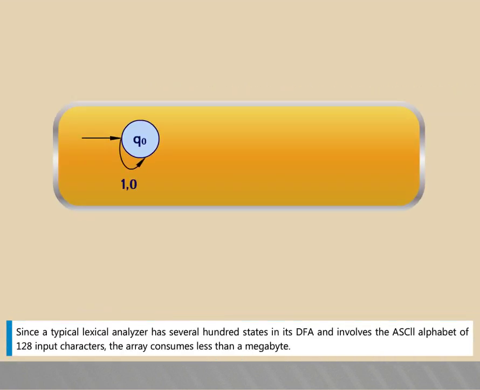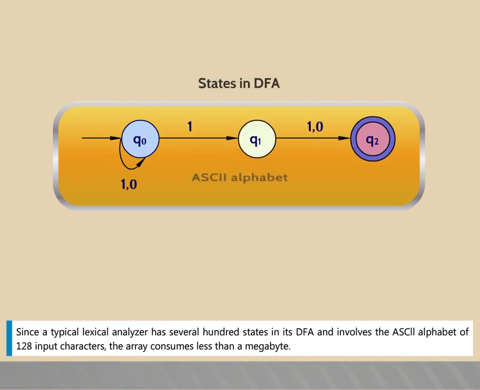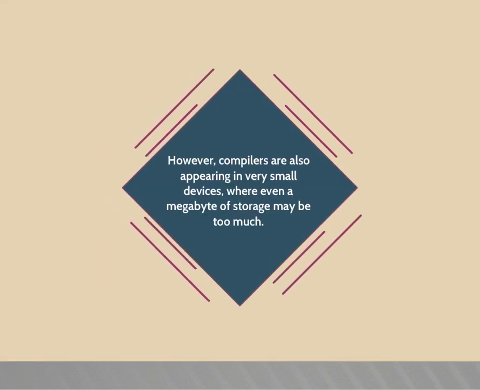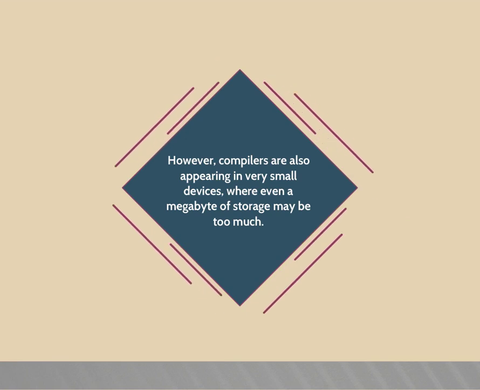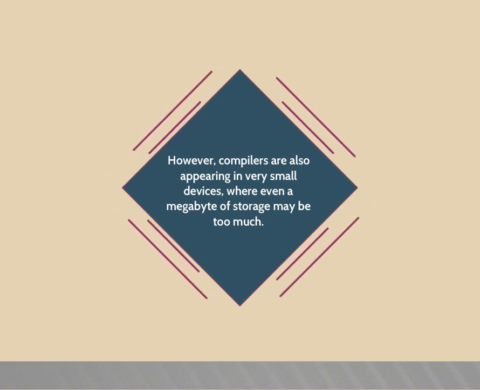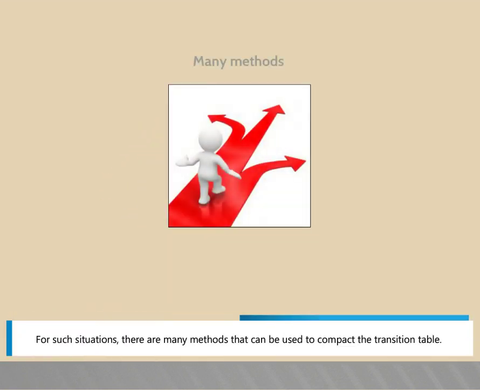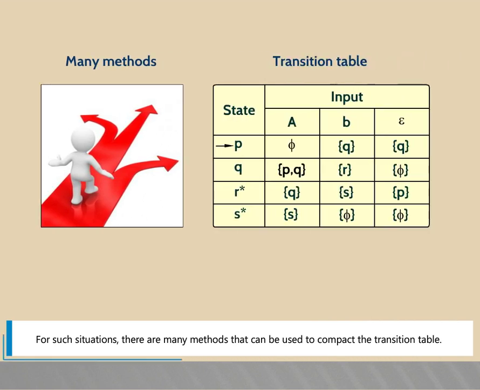Since a typical lexical analyzer has several hundred states in its DFA and involves the ASCII alphabet of 128 input characters, the array consumes less than a megabyte. However, compilers are also appearing in very small devices where even a megabyte of storage may be too much. For such situations, there are many methods that can be used to compact the transition table.